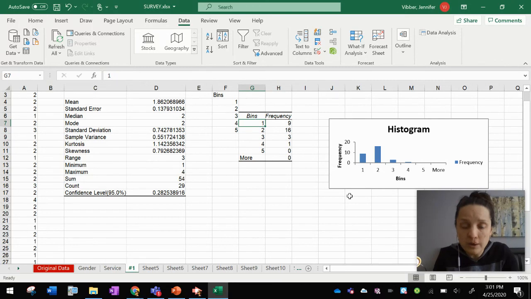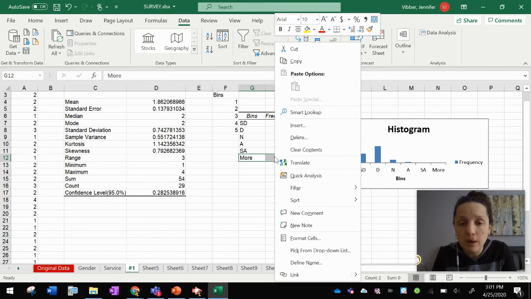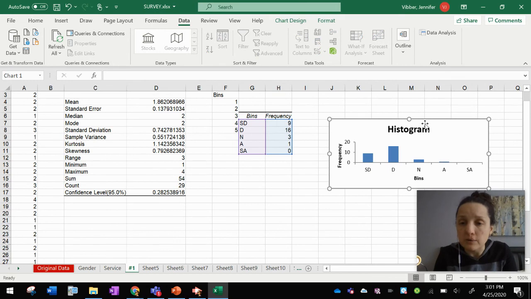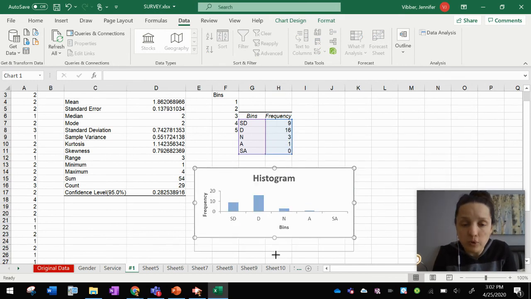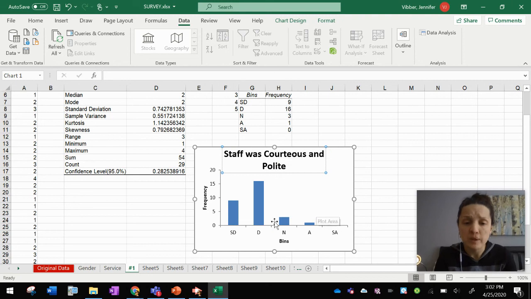And 1 stood for strongly disagree. 2 was disagree. 3 was neutral. 4 was agree. 5 was strongly agree. And I'm going to delete this to get rid of more. Delete the frequency. Pull my histogram down here and stretch it a little bit. You know what? I'm not even going to put frequency. I'm just going to say staff was courteous and polite. I can make that a title.